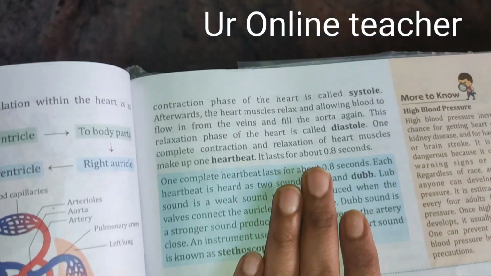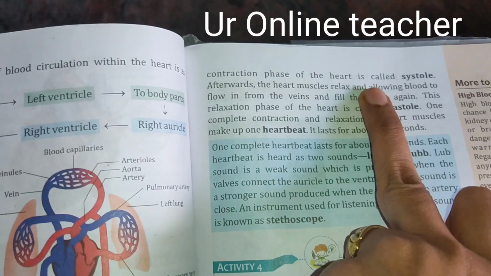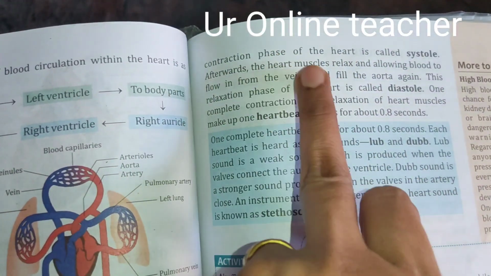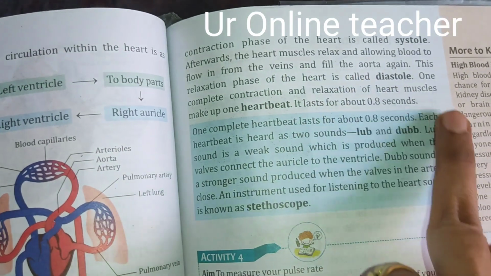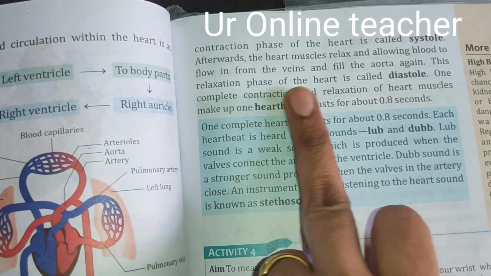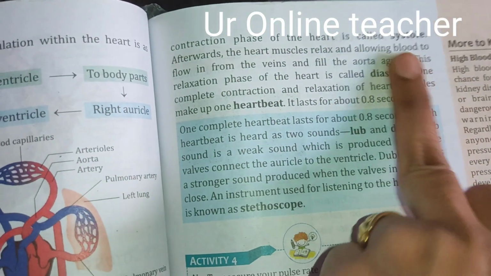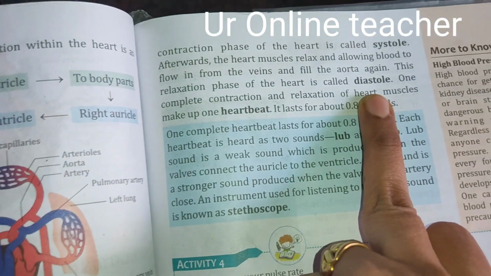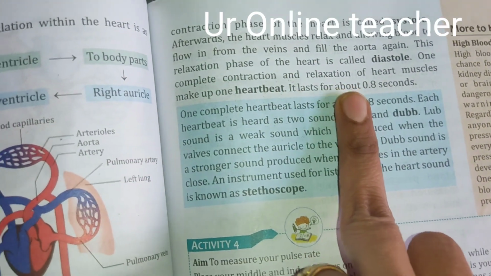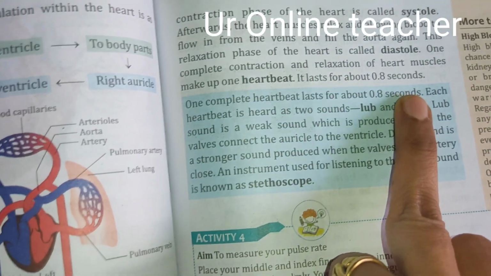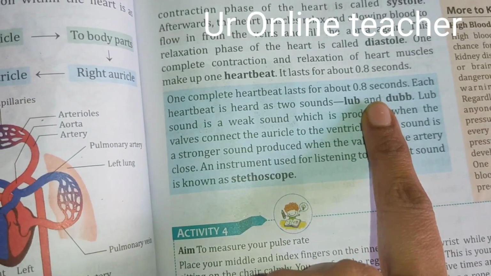The contraction phase of the heart is called systole. Afterwards, the heart muscles relax, allowing blood to flow into the veins and fill the heart again. The relaxation phase of the heart is called diastole. So the contraction stage is called systole and the relaxation phase is called diastole. One complete heartbeat consists of contraction and relaxation. It takes up to 0.8 seconds and it is called a heartbeat.